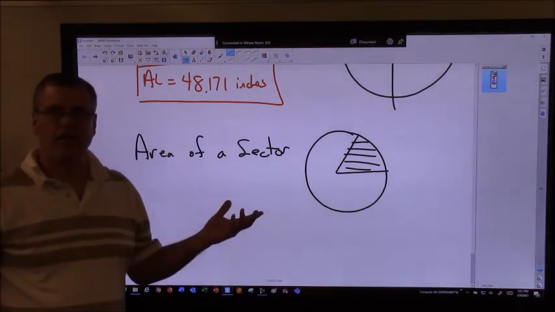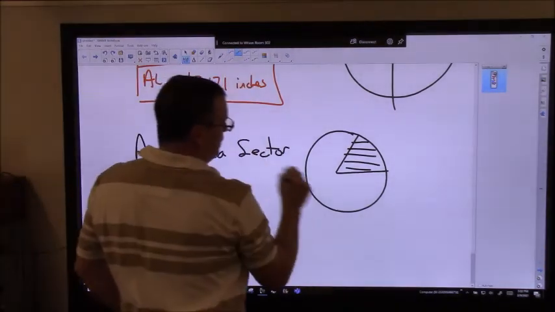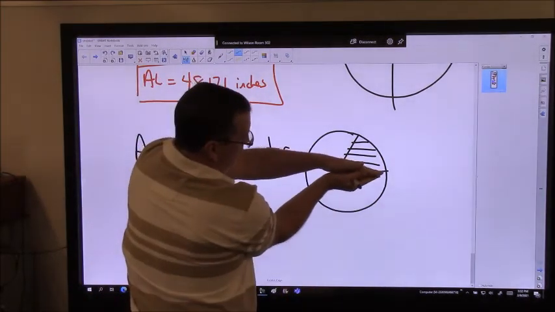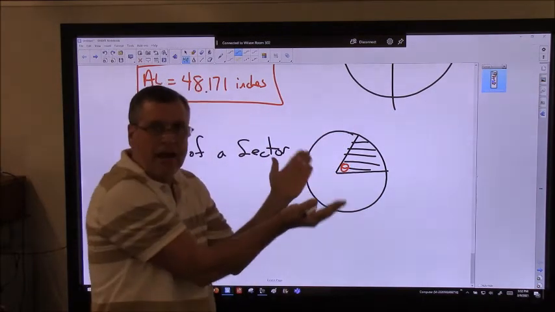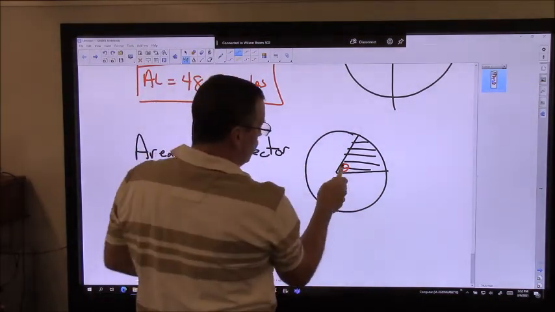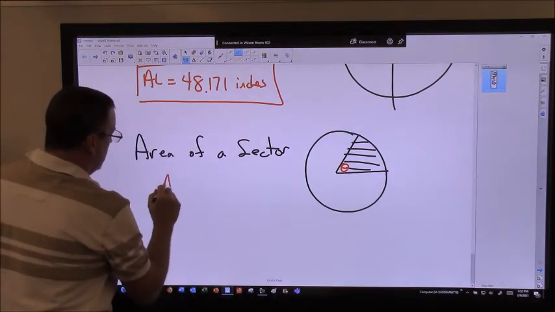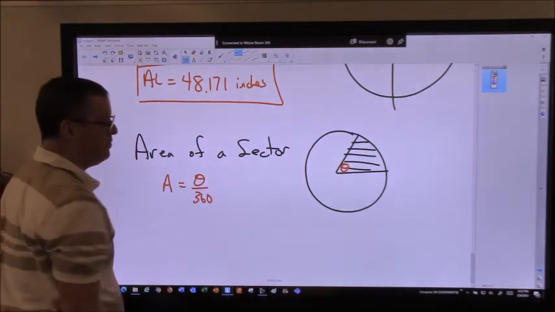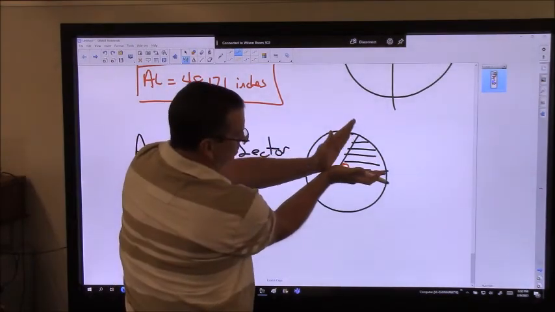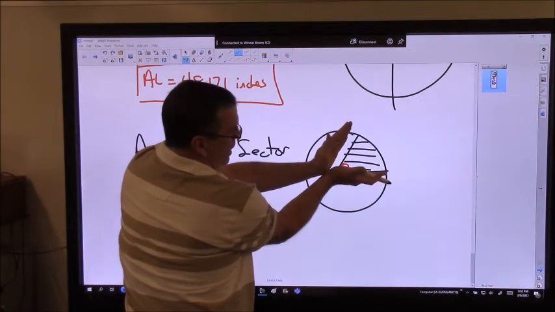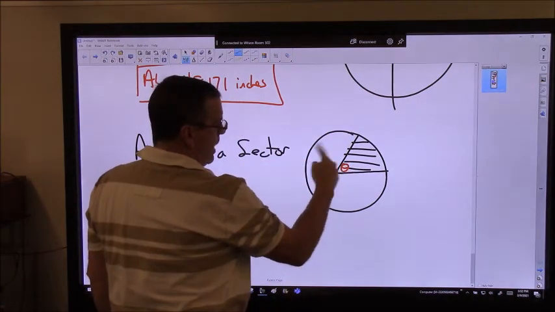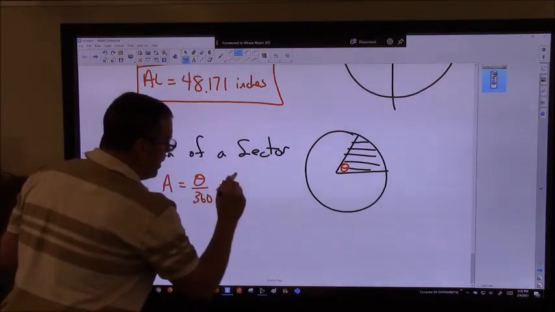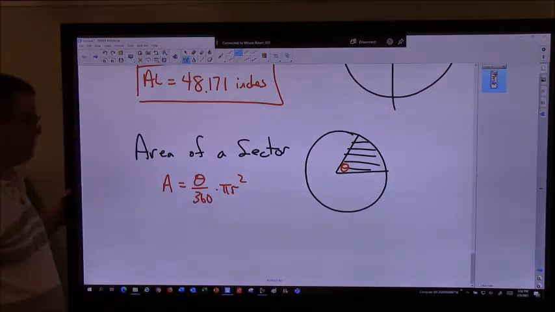Well, I think it's kind of the same as what we just did. I've got some angle theta right here. And what I've done is I've taken a fraction of the circle. My fraction is going to be that angle out of 360 degrees, right? So as I start to form an angle here, what fraction of the circle do I have? I've got a certain number of degrees out of 360 times area of a circle, pi r squared. There it is, that's my formula.